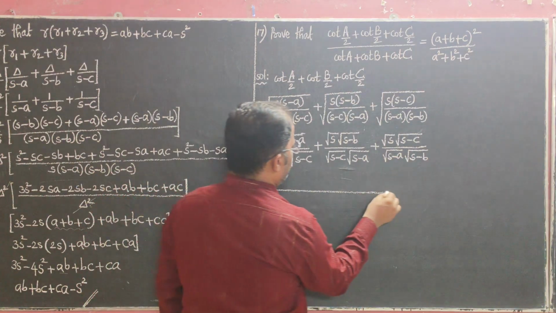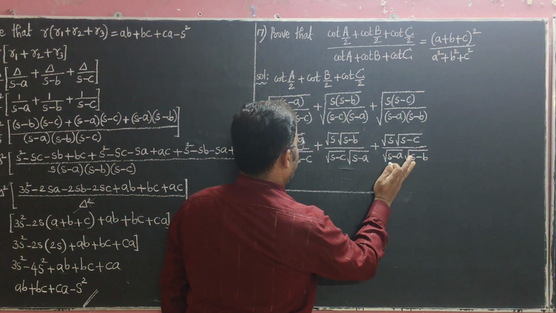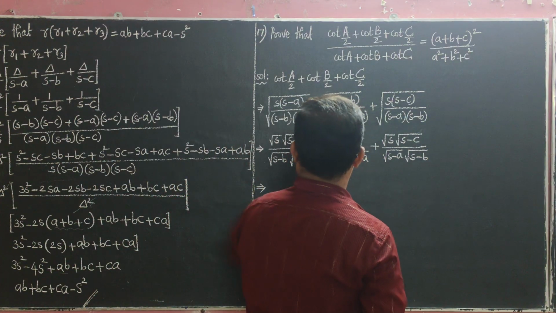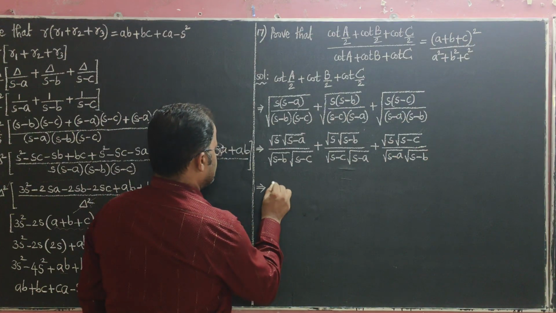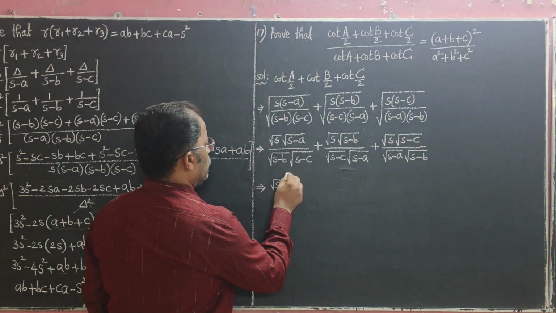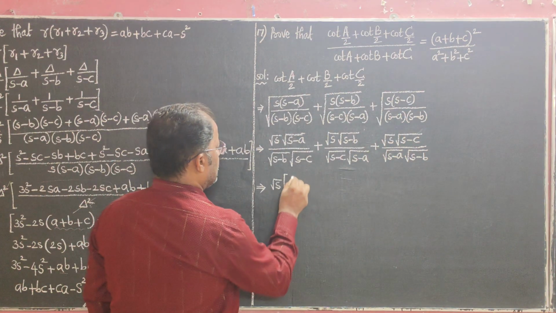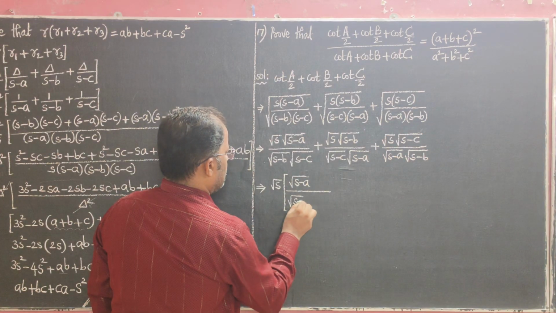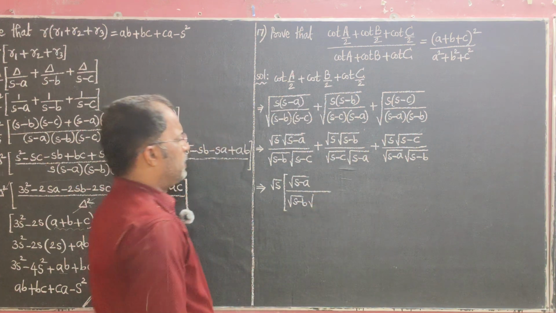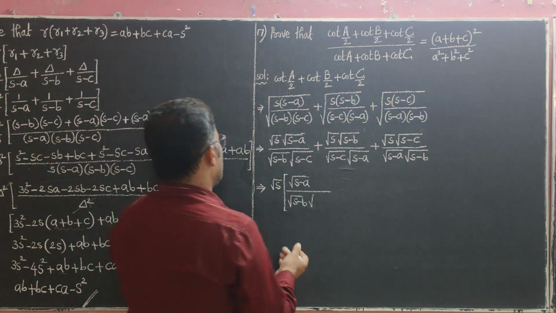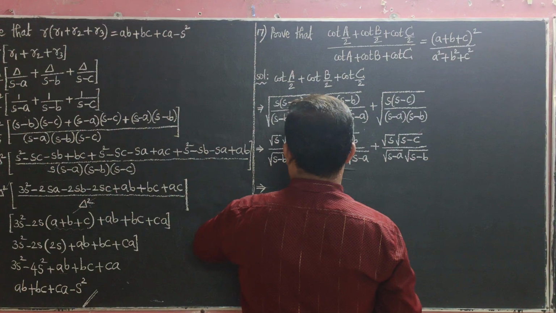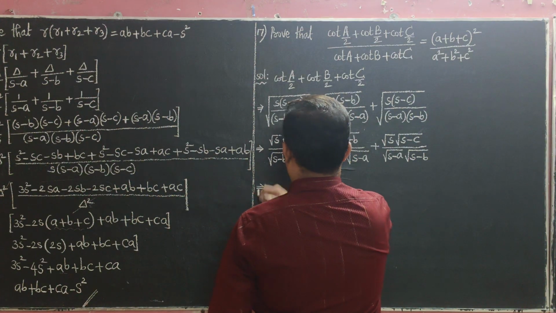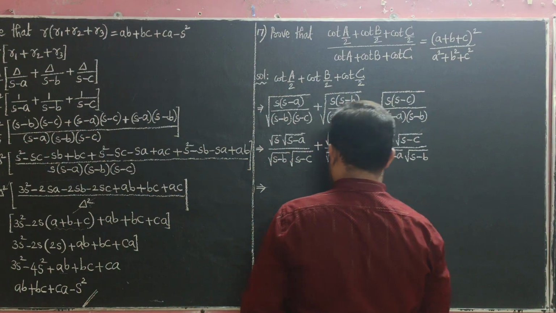What is the LCM? Before LCM, see from the numerator what is the common term? Root s is the common term. Remaining is root s minus a by square root of s minus b, square root of s minus c. We can do directly. Okay, right. Last we have to separate the numerator separately. What is the numerator? What is the denominator? What is the LCM?